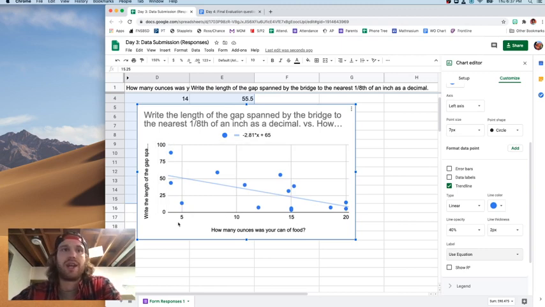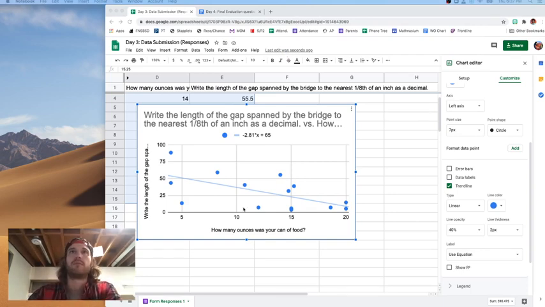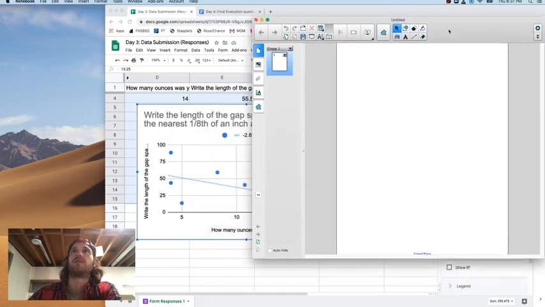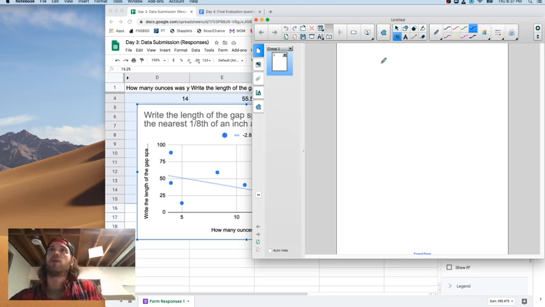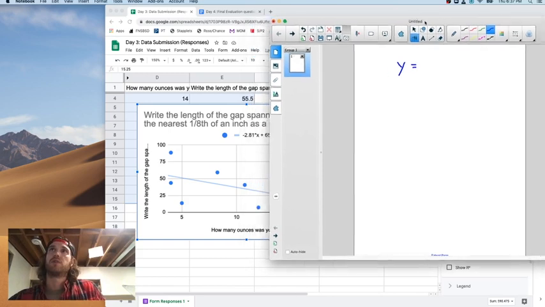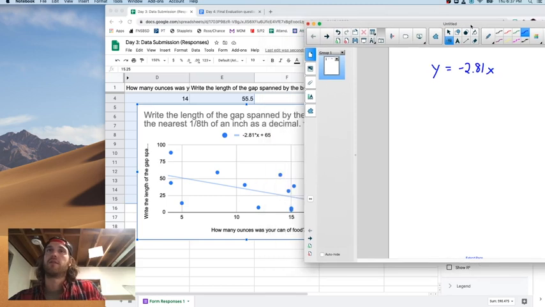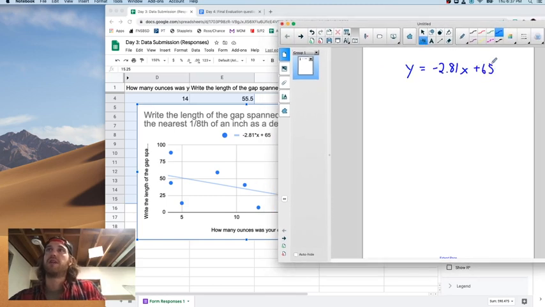So this is an equation, a linear equation. I'm going to go ahead and write it out for you. If we're talking about y and x, which some of you, maybe it's been a while since you've seen this, but you should hopefully have seen it once. Let me get my paper off here. But we have a linear equation, and it is y equals negative 2.81x plus 65. Now each of these numbers, negative 2.81 and 65, has a meaning in terms of the problem.